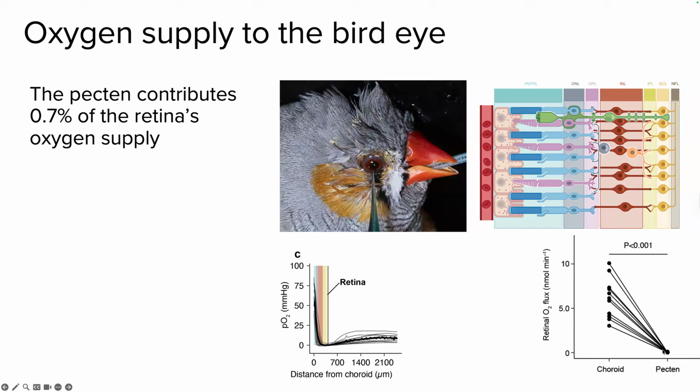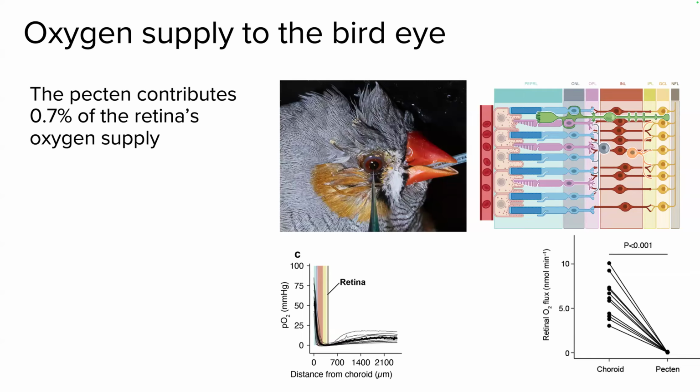And when we did this, we could see that the pecten provides less than 1% of the oxygen that the retina receives. So the idea that has been around in the literature for hundreds of years, that the pecten provides oxygen, we could falsify based on direct physiological measurements. The idea that the pecten provides oxygen to the retina, that's the main function of the pecten. We could show based on this data that it does not provide much oxygen. It provides less than 1%.